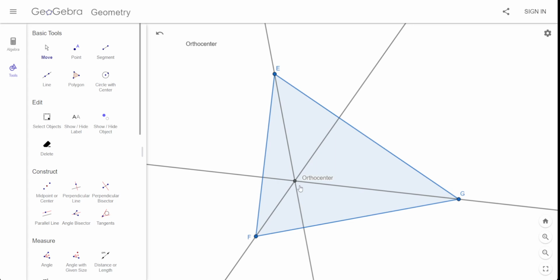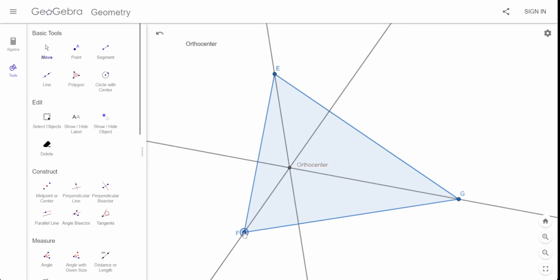What did I say concurrent means? They all meet at the what? At the same point, okay? So they all intersect each other, all those altitudes, and they intersect each other at the orthocenter. But other than that, that's really the only thing halfway interesting.